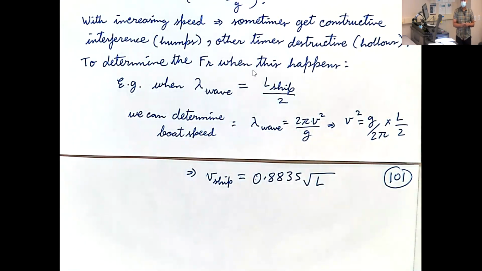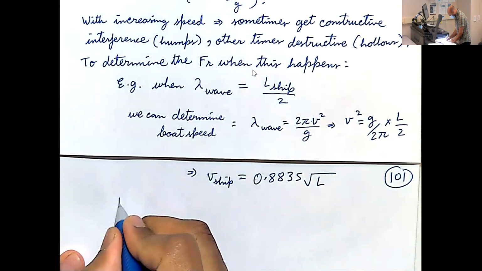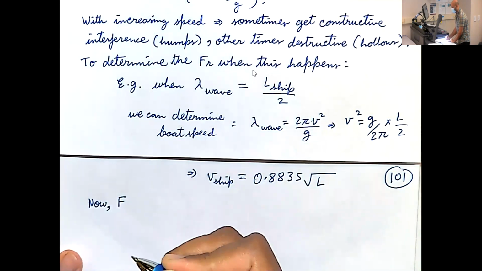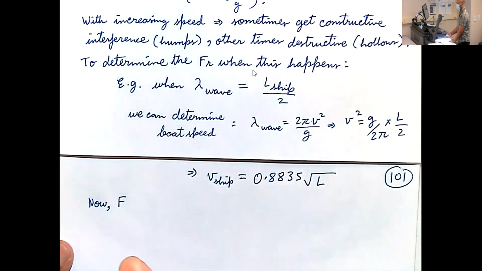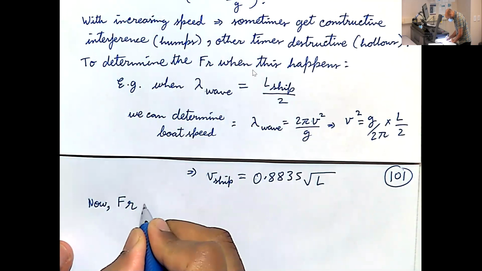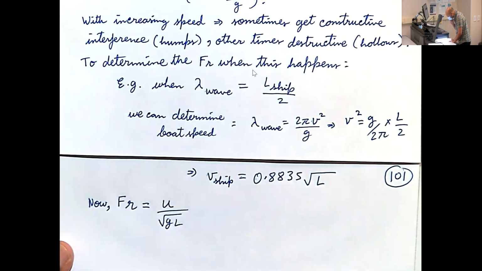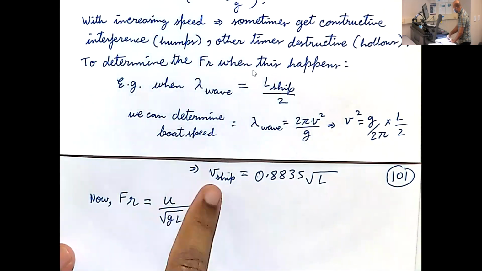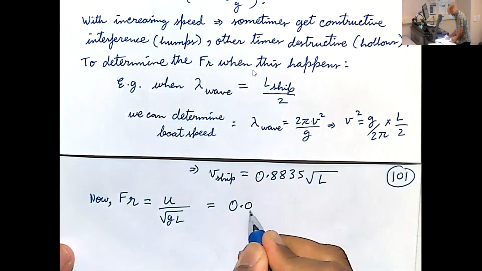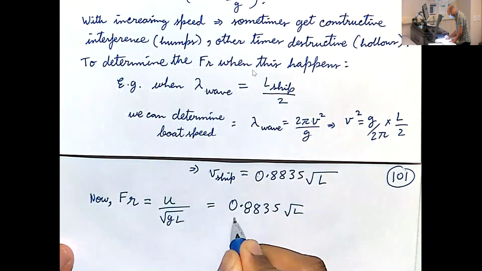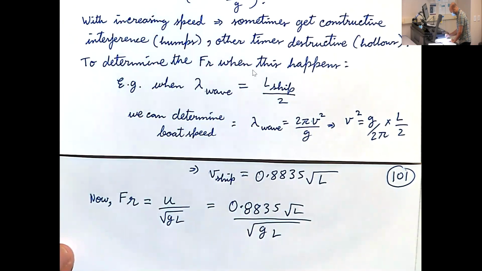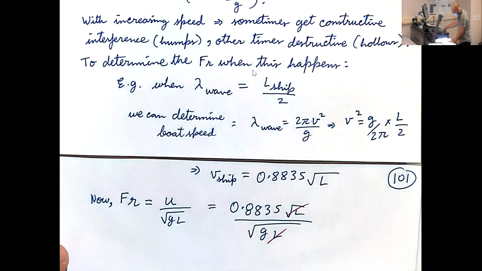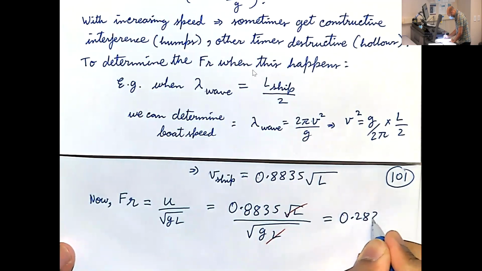All right. How do we determine the Froude number? What do you need to determine the Froude number? Yeah, speed and the length, and we have a relation between the two, right? So it should be doable now. The Froude number, we know, is u divided by the square root of gL. And we just determined the speed. So we have 0.8835 square root of L over square root of gL. You see all the unknowns go away, and we have a constant, 0.2821.